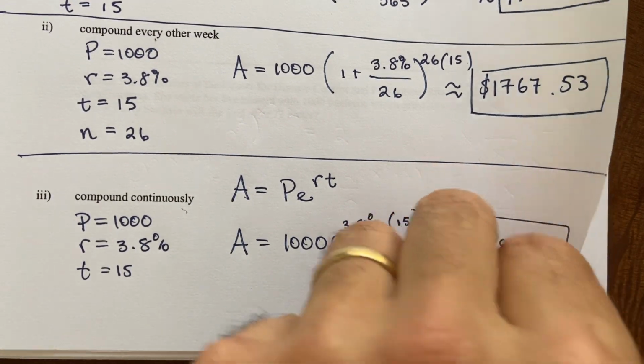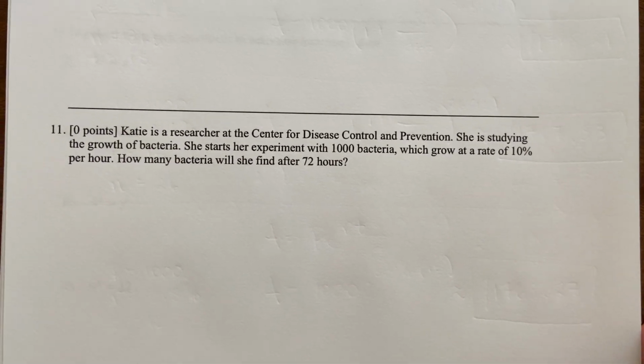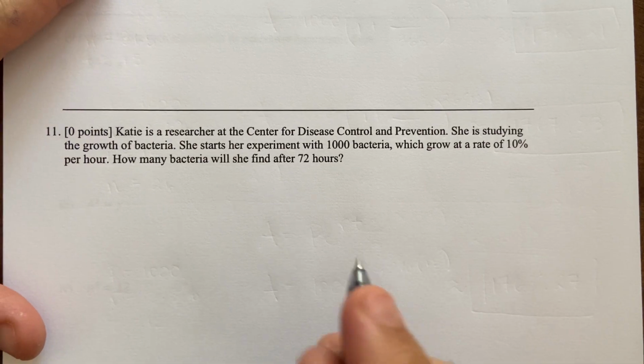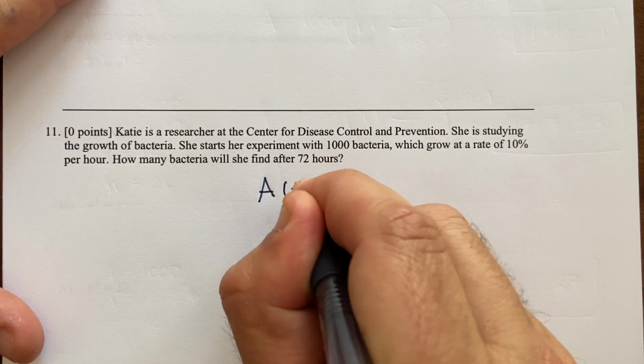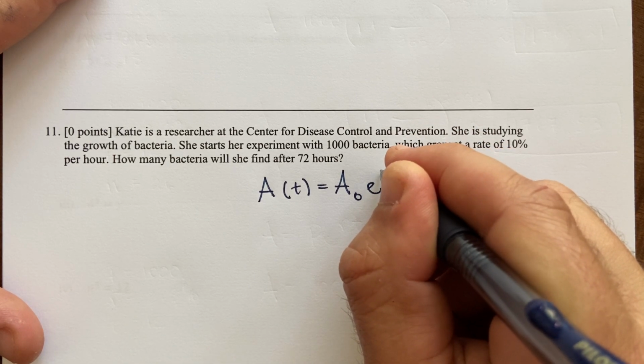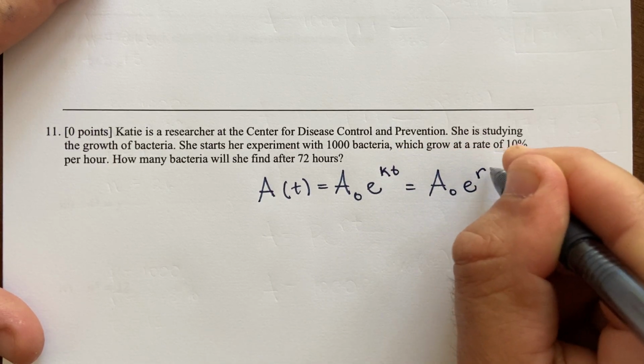All right, moving on. I'm going on to number 11, actually. So it says, Katie is a researcher at the Center for Disease Control and Prevention. She is studying the growth of bacteria. She starts her experiment with 1,000 bacteria, which grow at a rate of 10% per hour. How many bacteria will she find after 72 hours? So we should see that the amount depends on the initial amount times e raised to the kt sometimes, or sometimes rt. Either way.